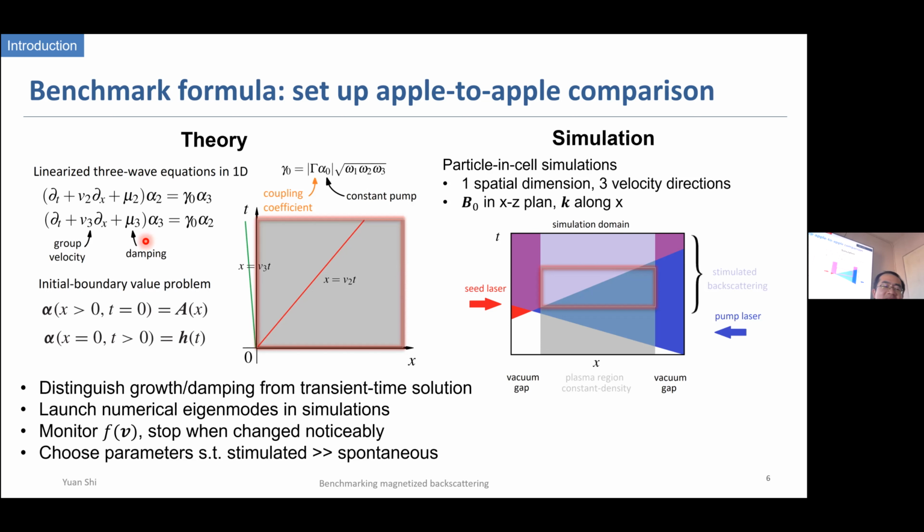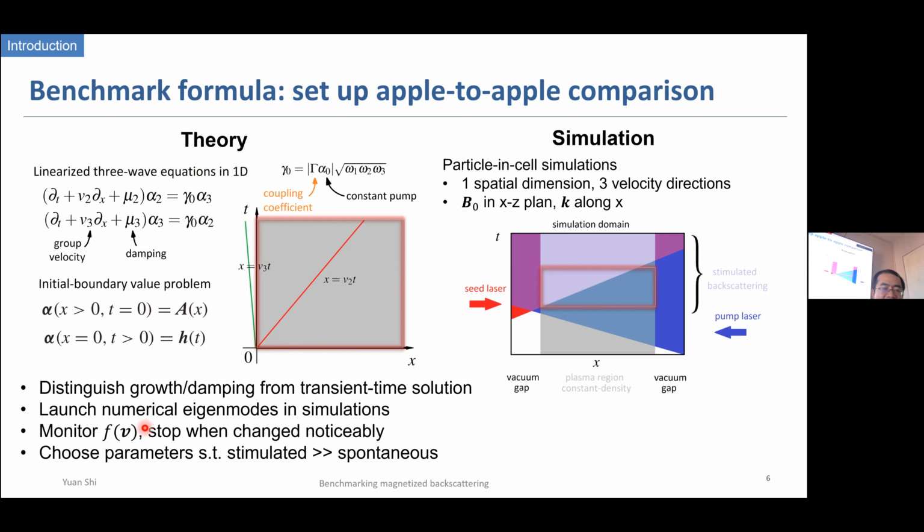So we need to somehow determine both damping and growth from the same simulation. So that has to be carefully treated. The way we do that is we take the transient time profile of the solution, from which you can extract both parameters independently. That's the important part. We don't know damping, but we can measure it. And once we know that, we can measure the growth rate.